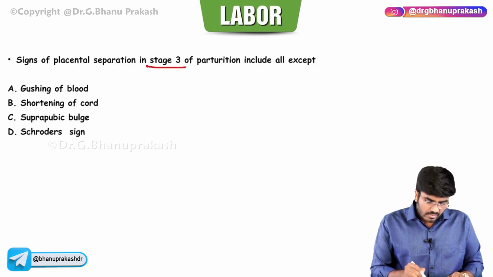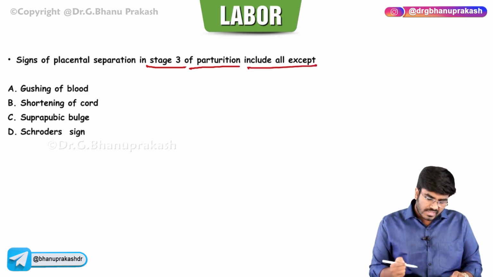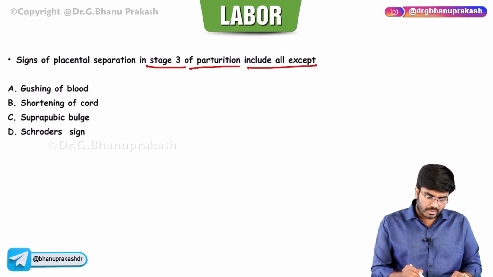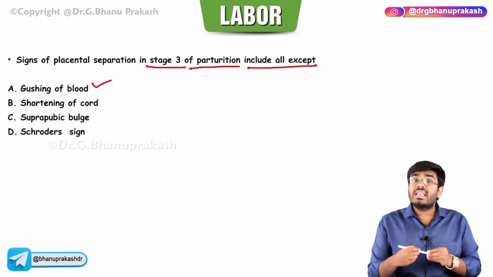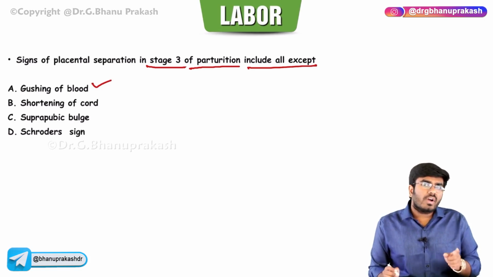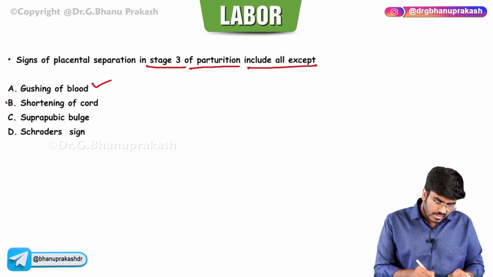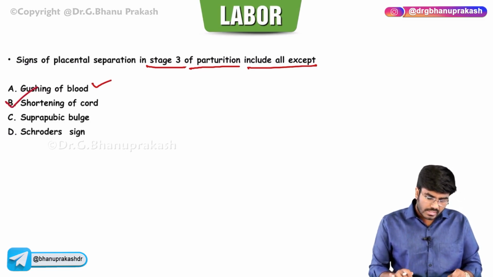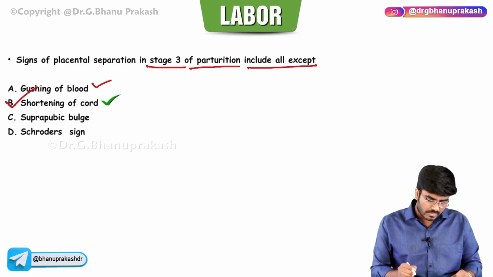Okay. Now, signs of placental separation in stage 3 of parturition or labor include all except. See, what are the signs of placental separation, guys? Gushing of blood. Yes, it's a sign of placental separation. Shortening of cord. When the placenta is separated, actually more cord will be coming out. That's a lengthening of cord. So lengthening of cord is a sign of placental separation, but not the shortening of cord. So this is the correct option.